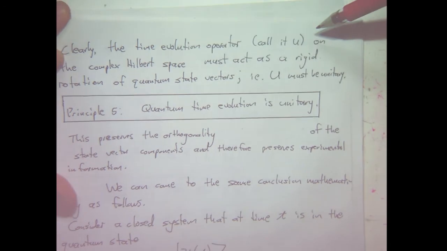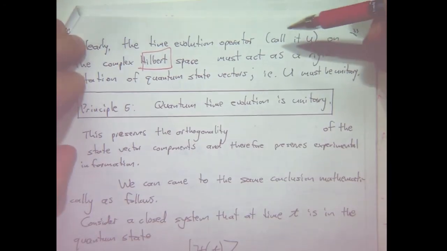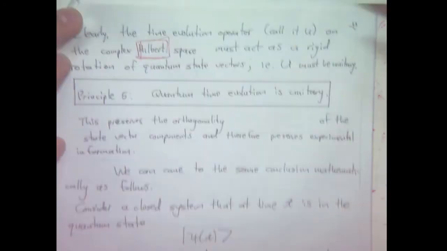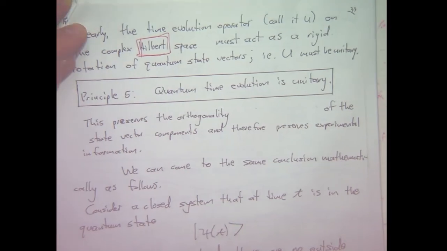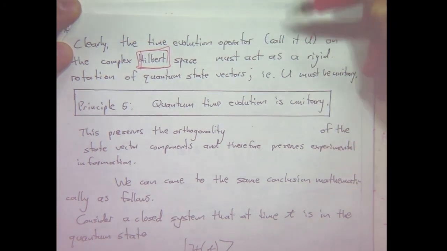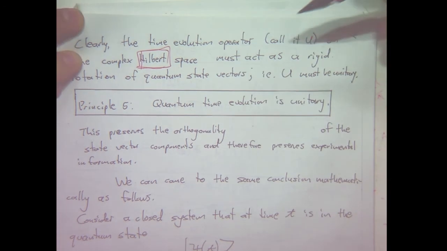Clearly, the time evolution operator on the complex space, now I'll start calling it a Hilbert space because that's what it actually is, must act as a rigid rotation of quantum state vectors. A Hilbert space is a generalized Euclidean space. Euclidean space is a space where the basis vectors are 90 degrees, orthogonal, to each other. A Euclidean space could be a real vector space or a complex vector space. If it's a complex vector space, it's called a Hilbert space. It could be finite dimensional or infinite dimensional. So the time evolution operator, which we're going to call U, must act as a rigid rotation of quantum state vectors to conserve information. So U must be unitary.